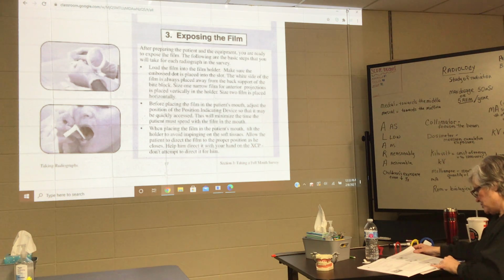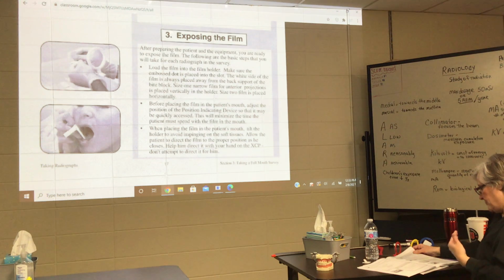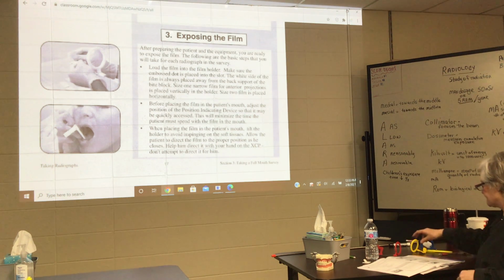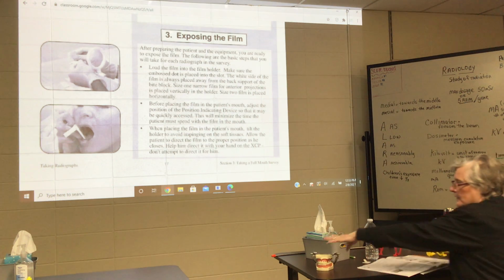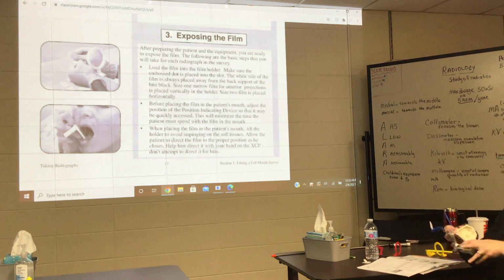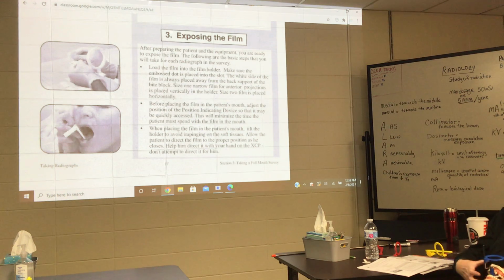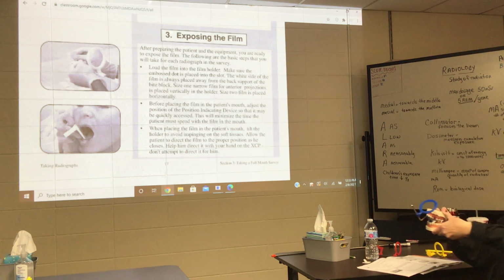When placing the film in the patient's mouth, you want to tilt the holder to avoid impinging on soft tissues. You want to allow the patient to direct the film into the proper position as he closes. So for anterior, let's say we're going to take the left side canine lateral. We're going to come in like this. We're going to tilt it when you're going in so you're not impinging on soft tissue, and then have them bite down on the bite block. And there you go. That's for an anterior canine lateral. Okay?